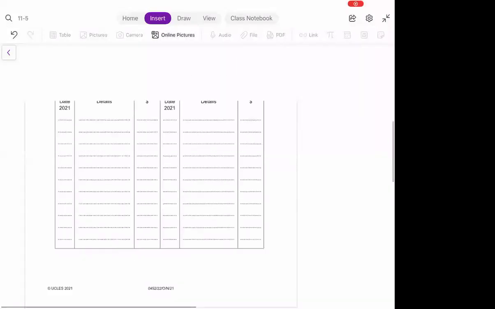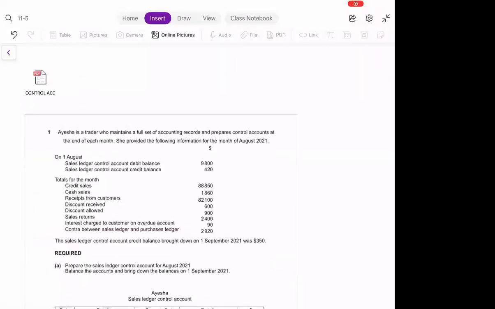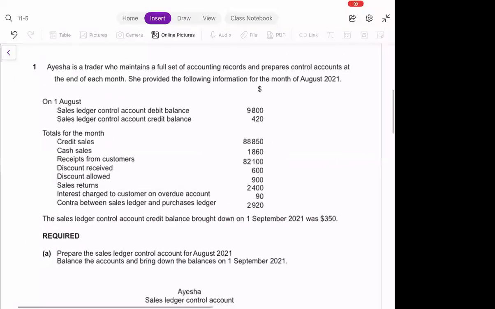Okay, here we've got two questions. One question I will discuss. Another question you do yourself. If you can do these two questions, it means your 10 to 12 marks are secured in your mock 1. So we read the question here.